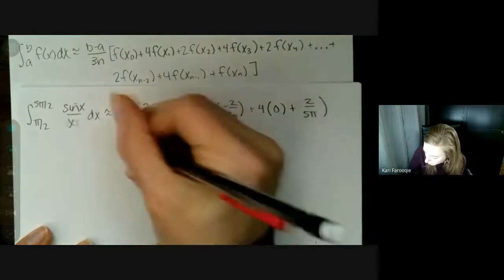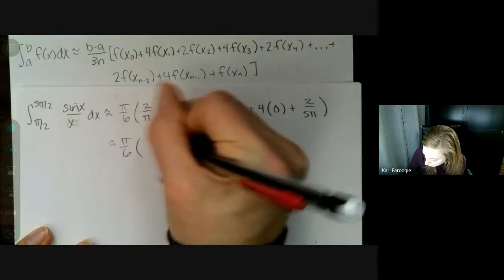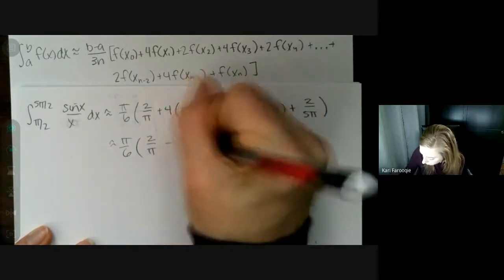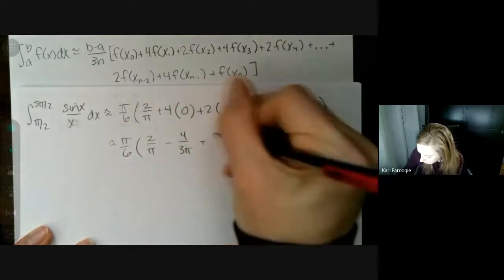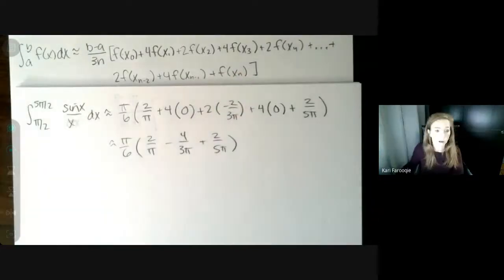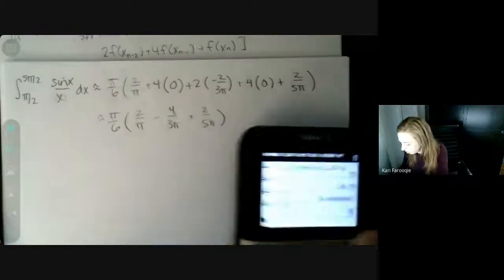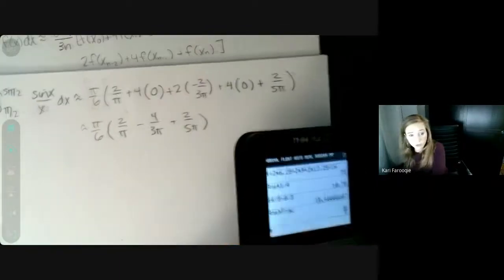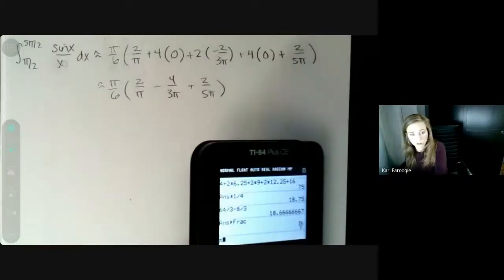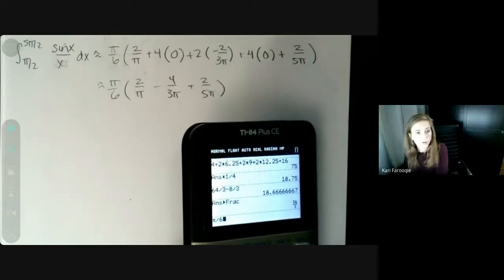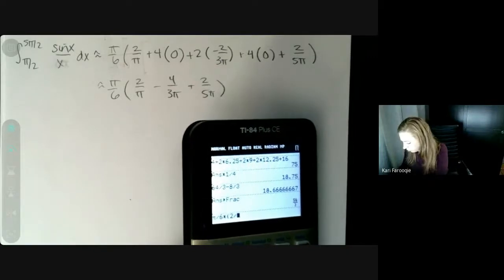But now at this point, you can put this into your calculator. So what you're entering is pi over 6 times 2 over pi minus 4 over 3 pi plus 2 over 5 pi. That's what I'm going to be entering into my calculator, and we're going to get our decimal approximation here. Don't forget to use the actual pi button. Don't use 3.14. You're going to approximate that not closely enough. So pi over 6 times parentheses 2 divided by pi minus 4 divided by.